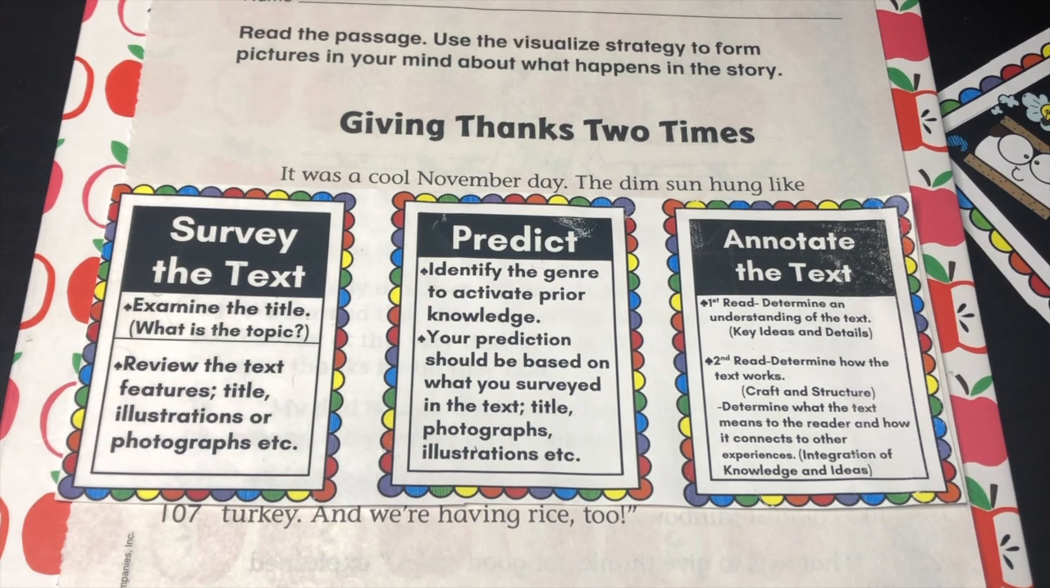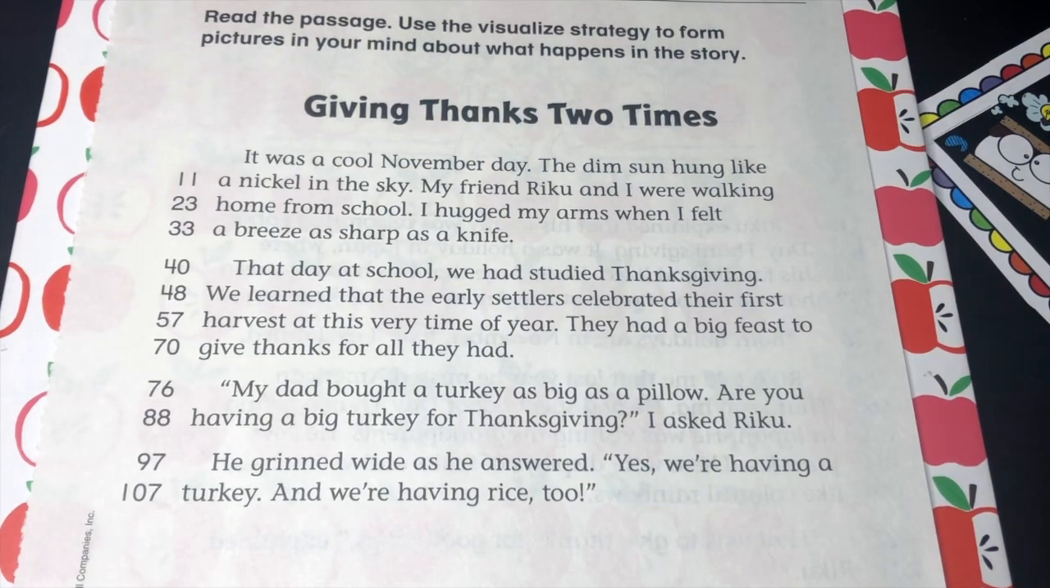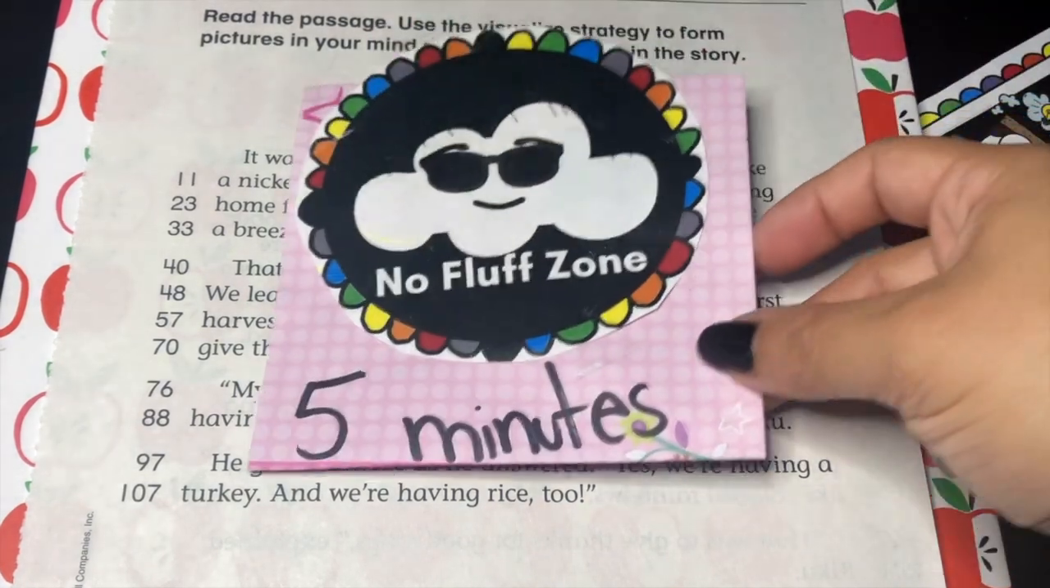When you annotate the text, the first time we're going to determine the basic understanding of the text. The second time we annotate the text, we're doing it for craft and structure, so we're trying to determine how you're connecting to the story. Now I'm going to give you 5 minutes to read both parts of the story, and then Ms. Hernandez is going to read it with you, and we're going to check our annotations. Ready, set, go!